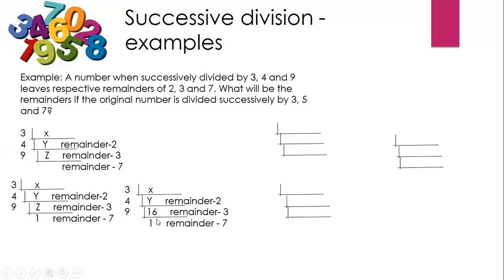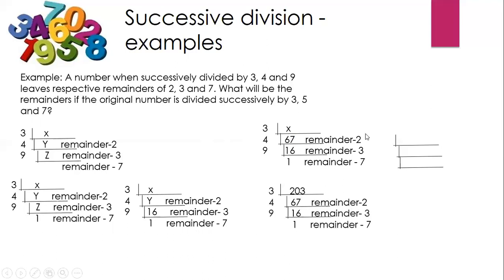Now we know this value is 16. Then how to find the value of y? This 16 into 4 plus the remainder 3. So 16 into 4 is 64, plus 3 will be 67. Now with that we can find the value of x, with the same concept, quotient into divisor plus remainder: 67 into 3 plus 2 will get 203. So now we know this 203 is going to be the value of x.